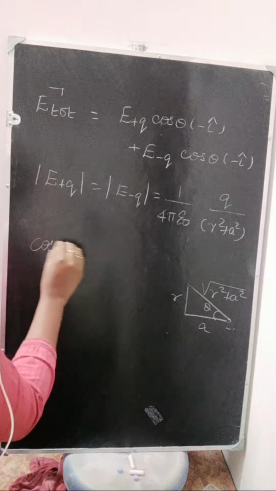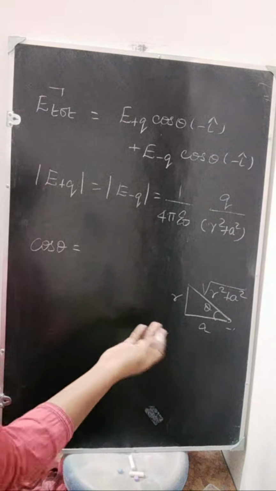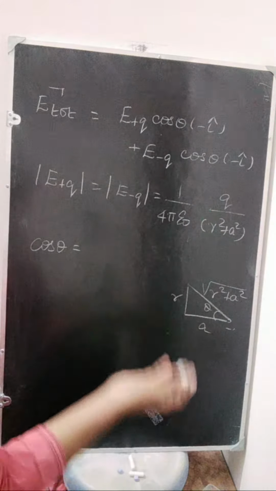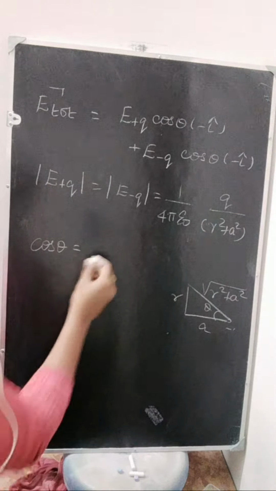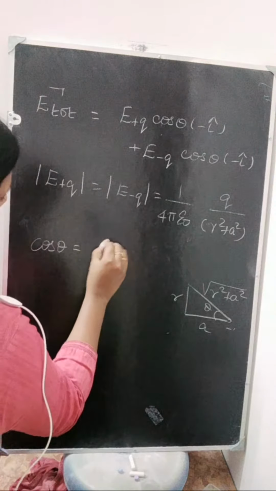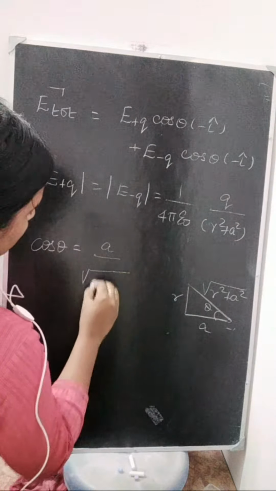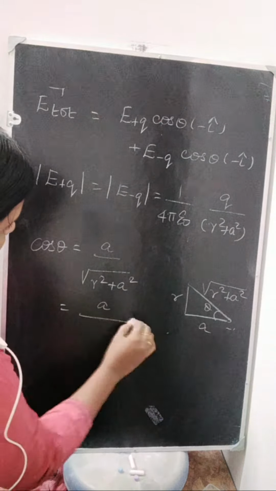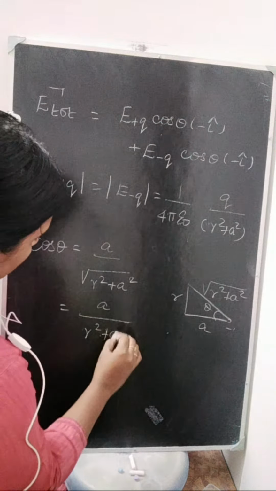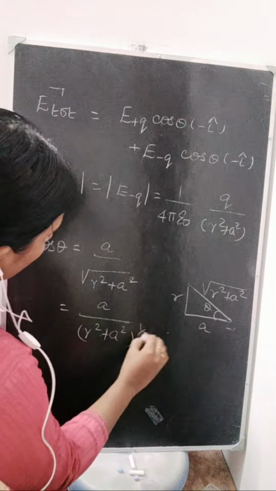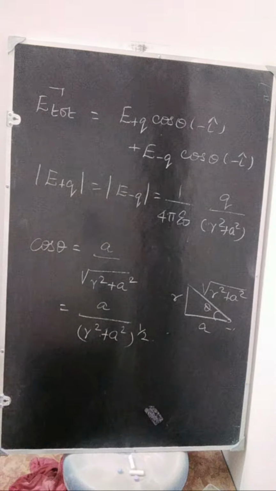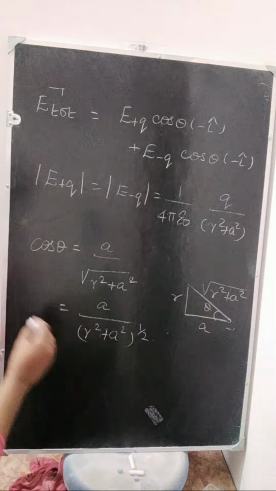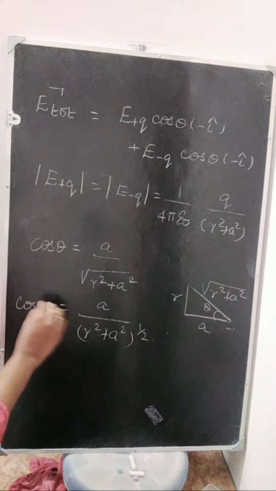Let us find out the cos theta for the Pythagoras, for the triangle. You can take any triangle, either on the left side or right side. What is the value you will get? A divided by root of R square plus A square. That is nothing but A divided by (R square plus A square) power 1 by 2. I just mentioned the root value, which is 1 by 2. This is my cos theta.